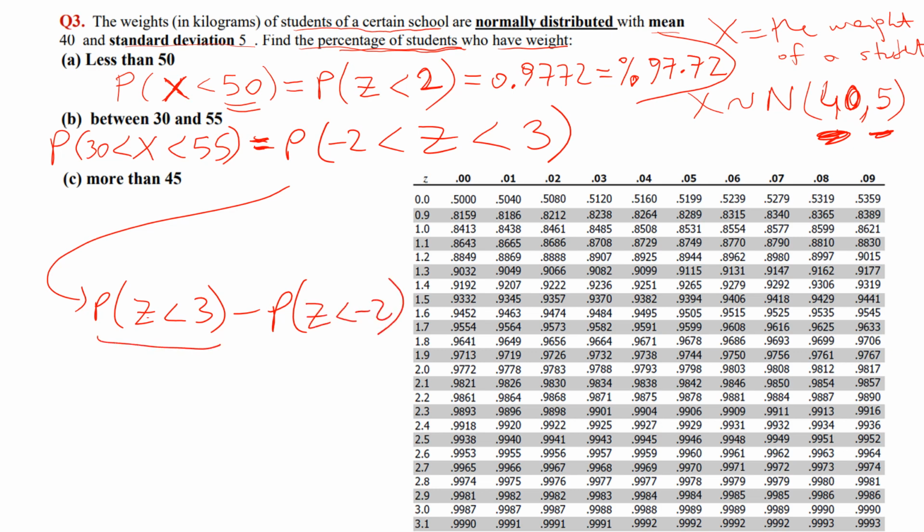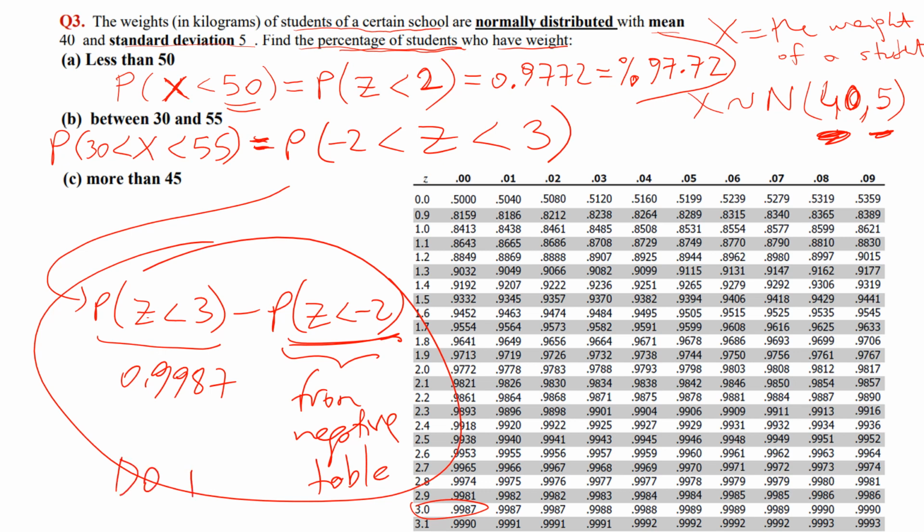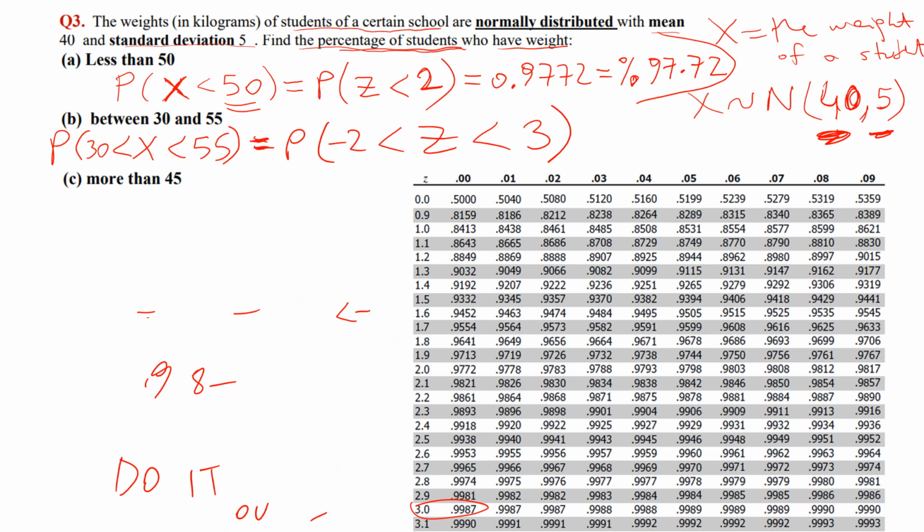From here, you can find it from the table, so it will be 0.99827. And from the negative table, you can find this value. But I don't have the negative table here, so I will not be able to show it to you. So do it yourself with the negative table. But I want to use the positive table and the symmetry to find it.